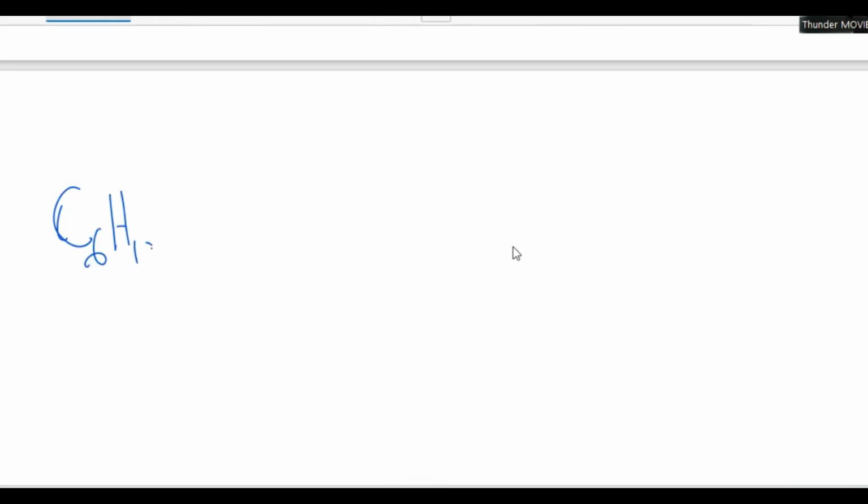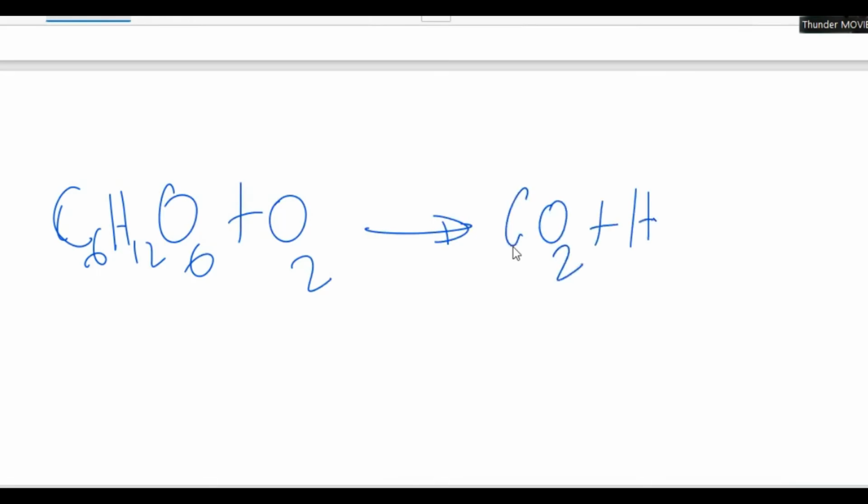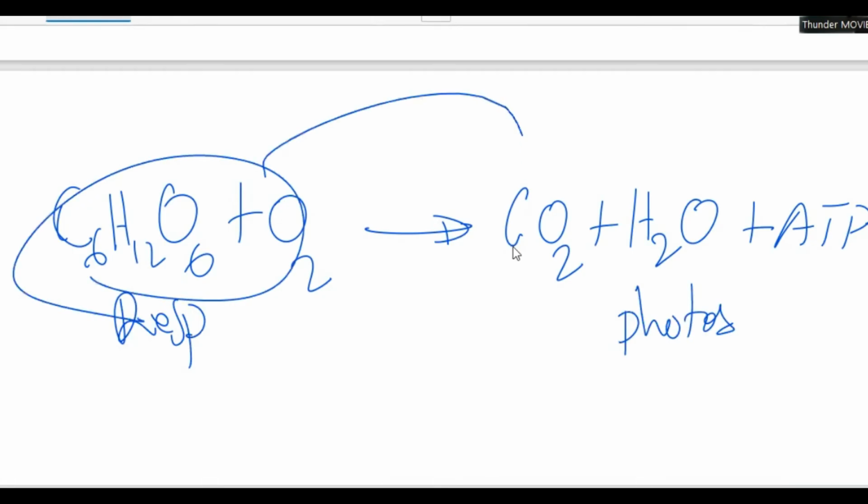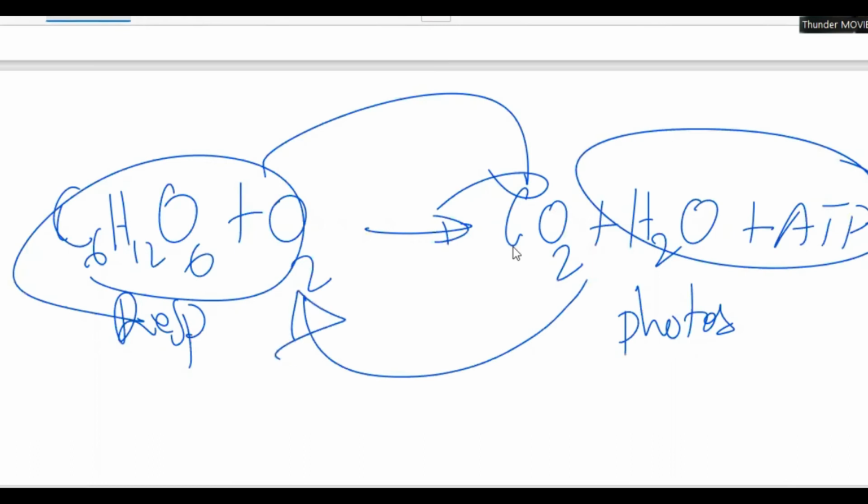glucose plus oxygen. You get carbon dioxide plus water plus ATP. This is respiration. And then this is photosynthesis. This is respiration, the raw material for respiration. You form these products of respiration. But the products of photosynthesis form the raw material for respiration, as I'm showing you.